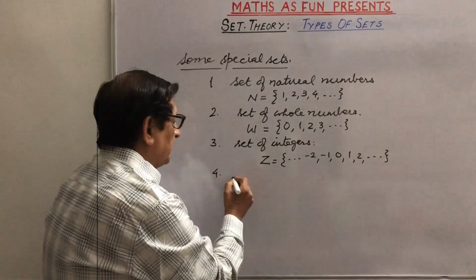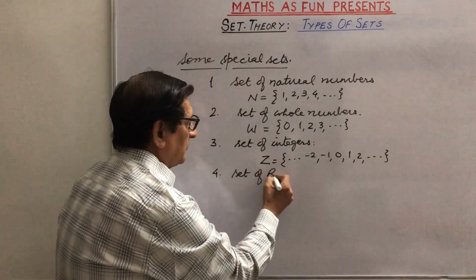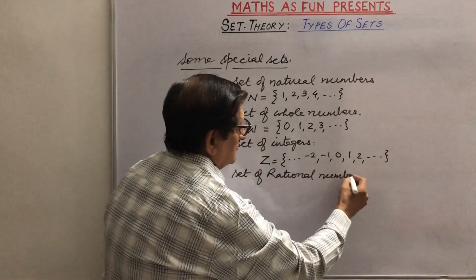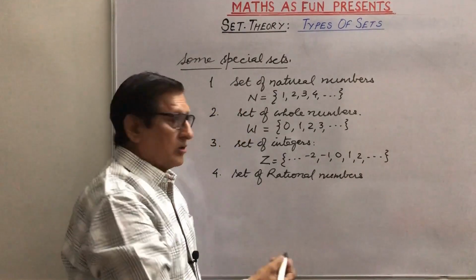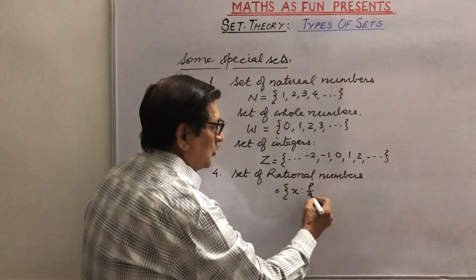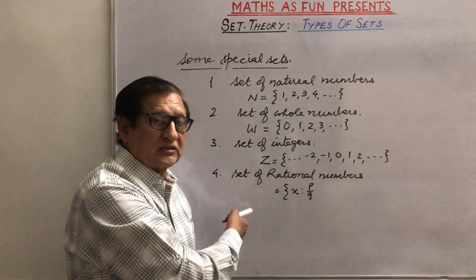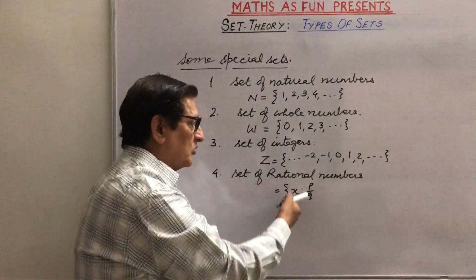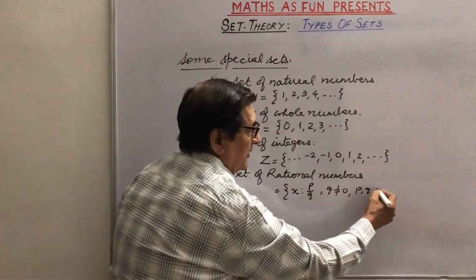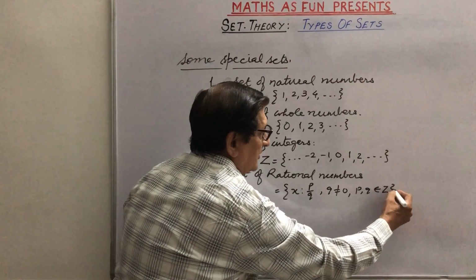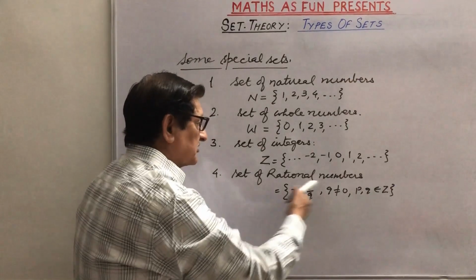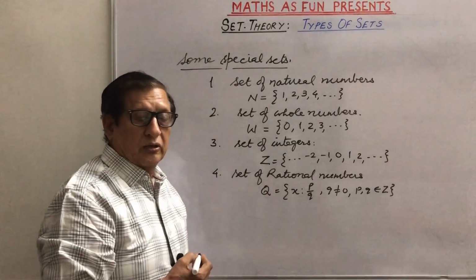Number 4 we have the set of rational numbers. We all know rational numbers are represented by p upon q. So we are representing this in the set builder form: x equal to p upon q, where q is not equal to 0 and p and q are any integers. This set of rational numbers is represented by Q.